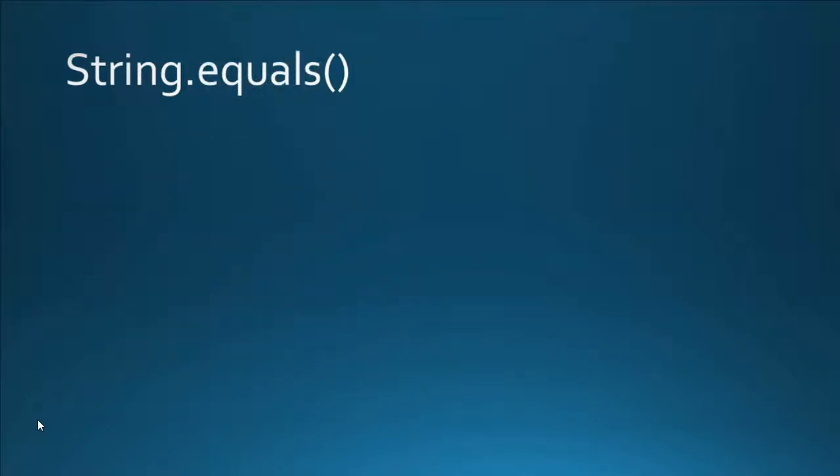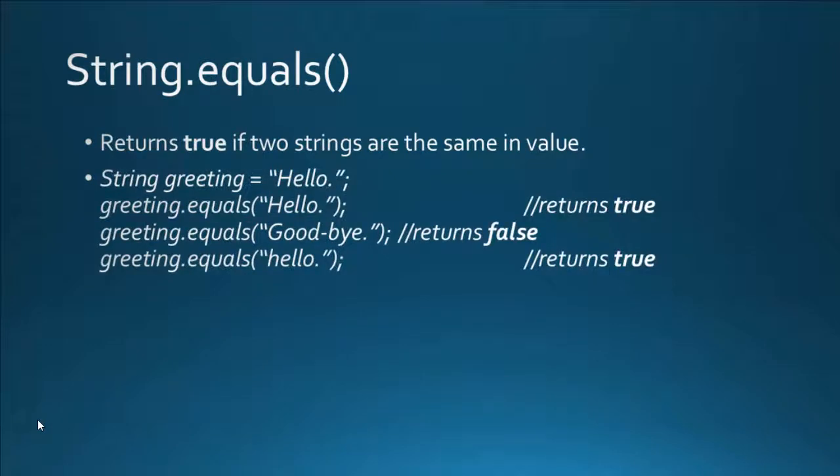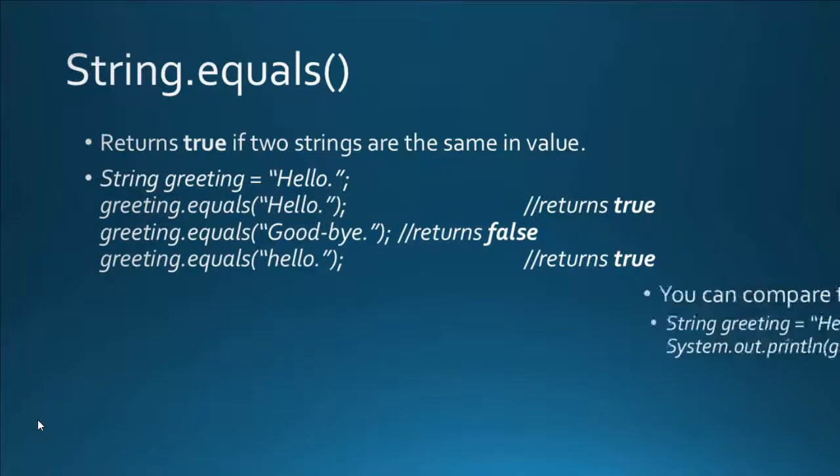Now let's look at another method, which is string.equals. This simply returns true if the two strings have the same value. So here I have String greeting equals "Hello", greeting.equals("Hello"). That should return true because they are matching strings. greeting.equals("Goodbye") is going to return false. And then, of course, we have another one there with Hello.